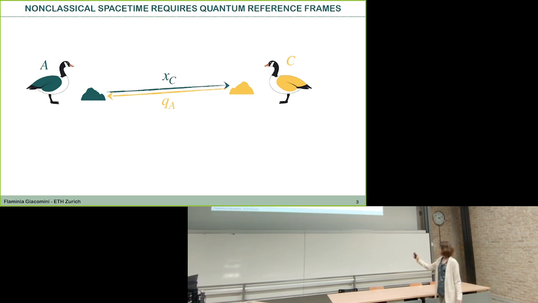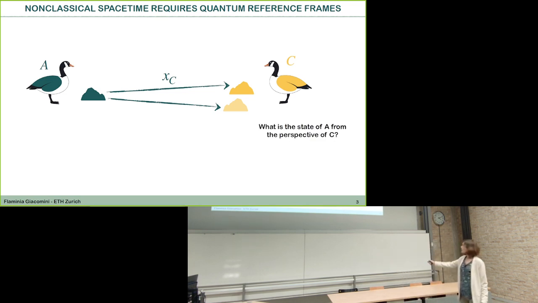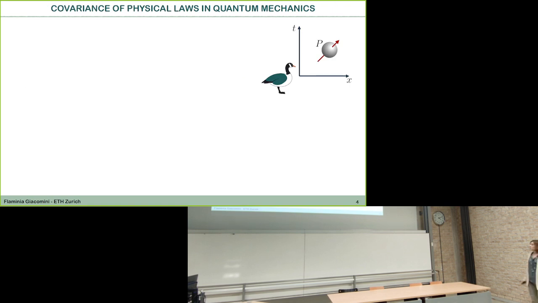But now let's consider C in a quantum superposition of two different positions. Now we don't have just one single x_C, but we have a quantum operator that describes the position of C from the point of view of A. So we can ask, how does C see A? And more generally, can we attach a reference frame to an object whose state is in a quantum superposition in some basis? Here I'm considering positions.